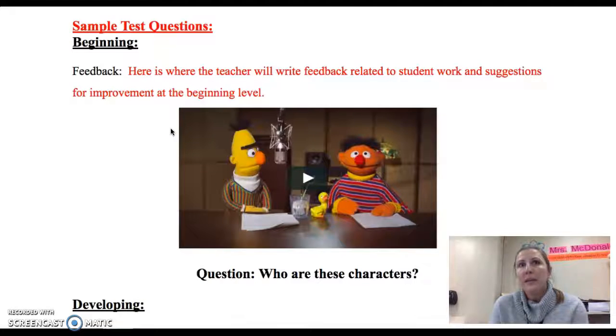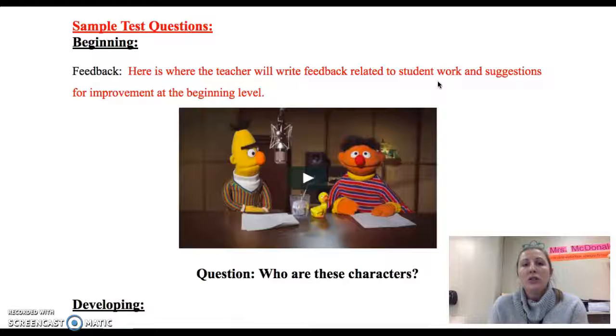And in order to get a grade of beginning, they generally need to completely master this area of the test. That means that if we just spent 6 weeks learning about Bert and Ernie, I expect them to be able to tell me who Bert and Ernie are, and if they can't, they have not met the standard.